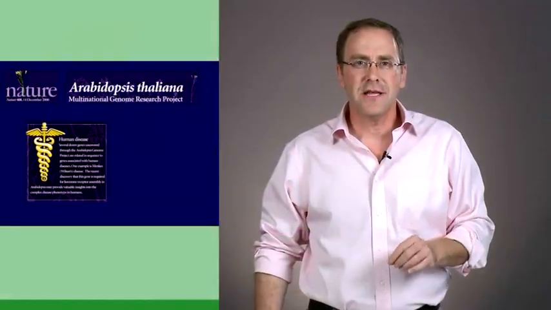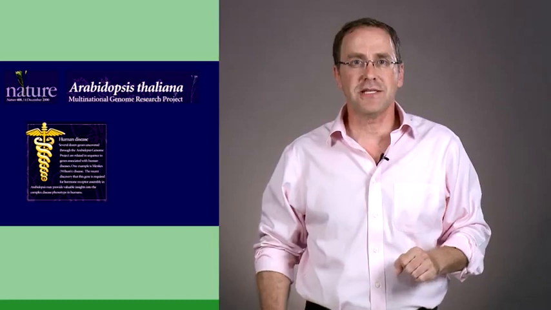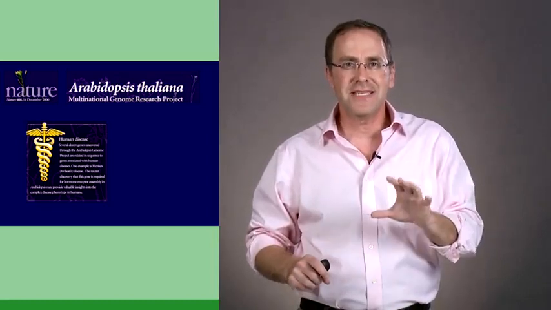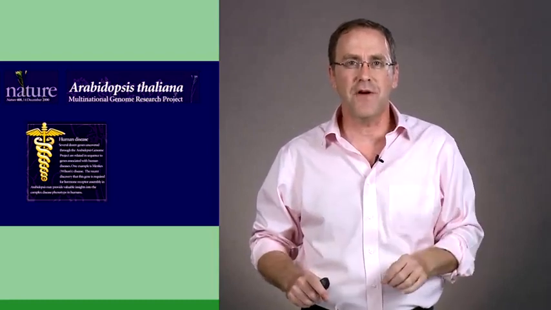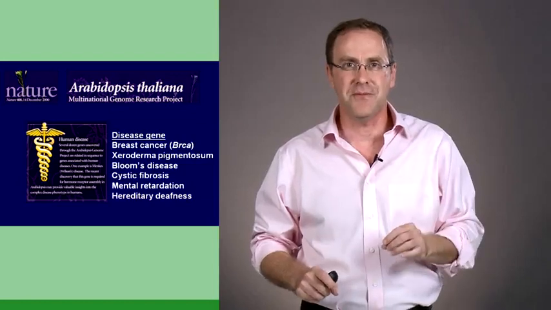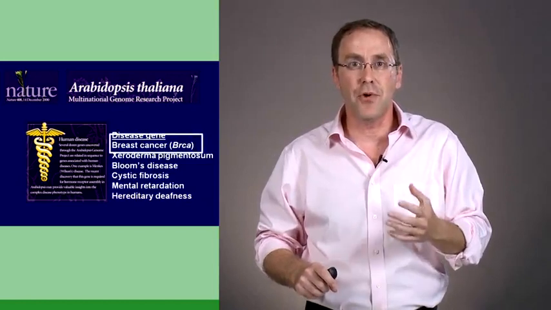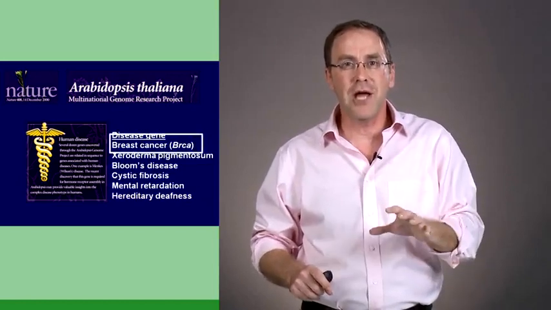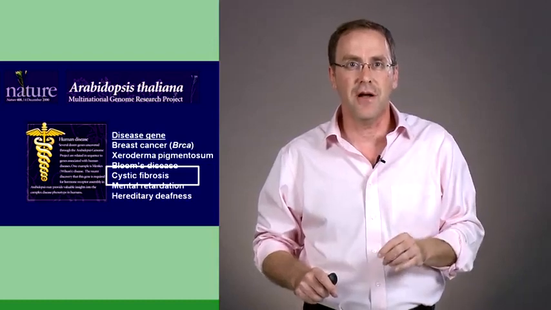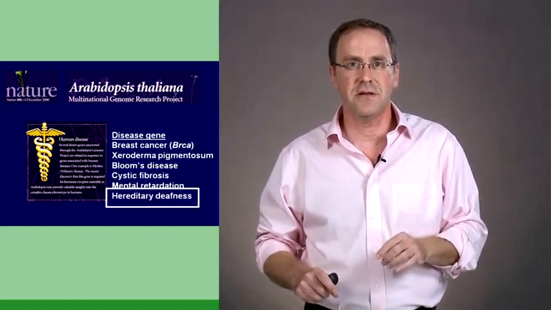In the year 2000, the complete Arabidopsis genome was sequenced. And as I mentioned earlier in today's lecture, Arabidopsis has more or less 25,000 genes. But scientists were surprised to find that among these 25,000 are quite a number of genes that are known as human disease genes. For example, Arabidopsis contains the gene for breast cancer, BRCA1 and BRCA2. Arabidopsis contains the gene for cystic fibrosis, which is called CFTR. And Arabidopsis contains the gene for hereditary deafness.